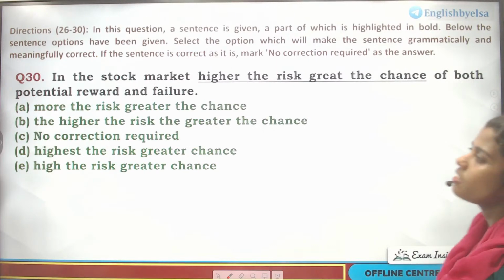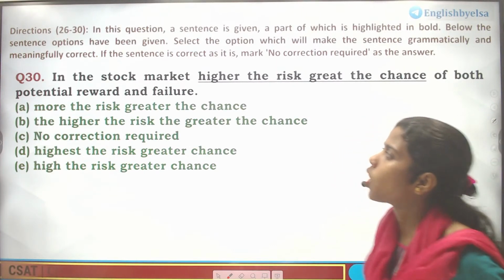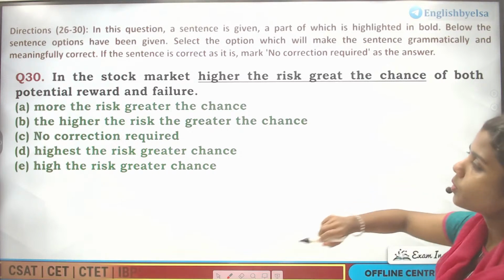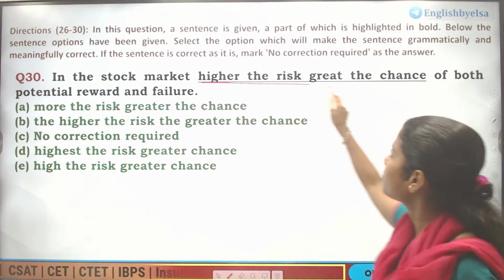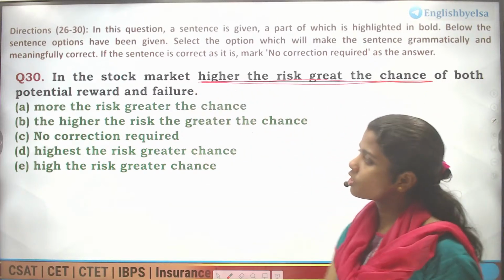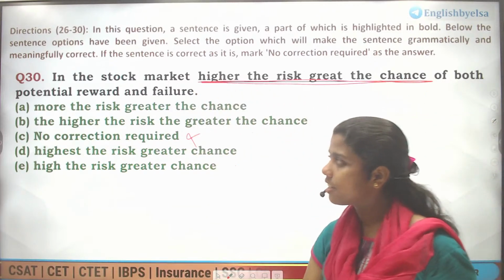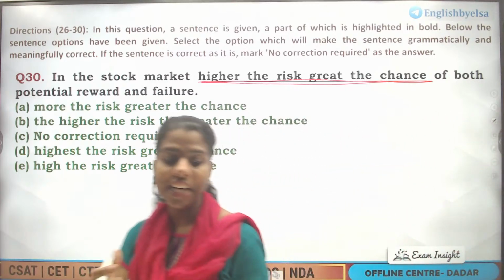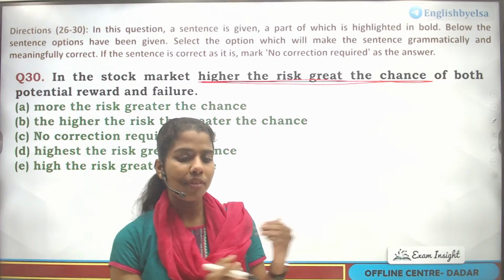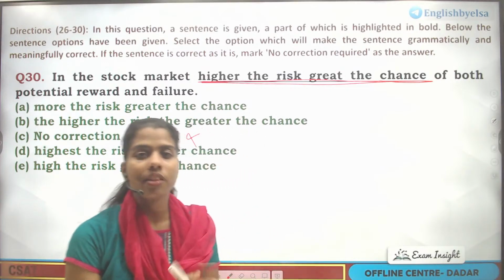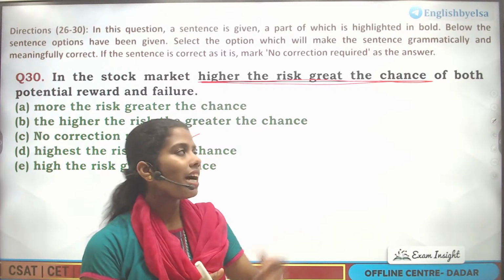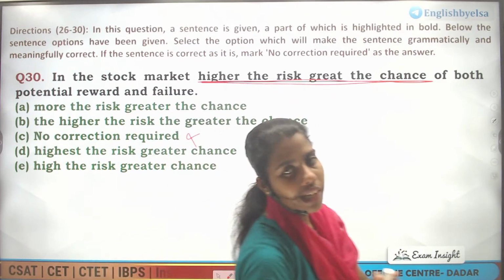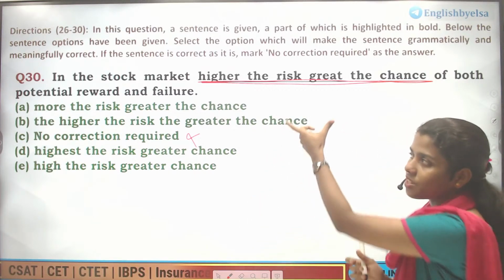Last question of this set. In the stock market, higher the risk, great the chance of both potential reward and failure. The written part should be replaced. It is incorrect. Those who are in my batch, those who are learning from me for even 1 month, they know that I have given one structure for this to remember. You can understand the importance of that structure in this question.